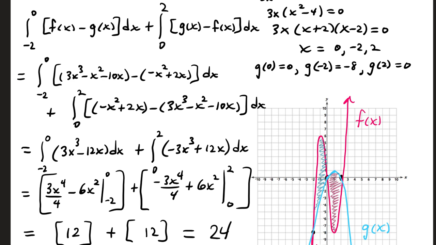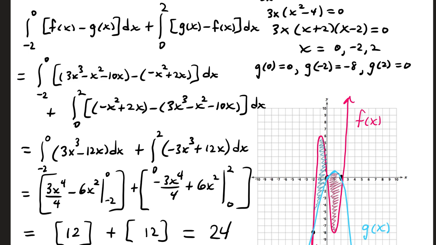Between 0 and 2, function g is greater than function f. So I'll have to reverse my order of subtraction for that one. Between 0 and 2, g is greater than f. Function f minus function g, combining like terms, minus g of x. Be careful, sometimes you'll have back-to-back negatives. So we have function f of x minus function g plus, now the order is reversed, g of x minus f of x.